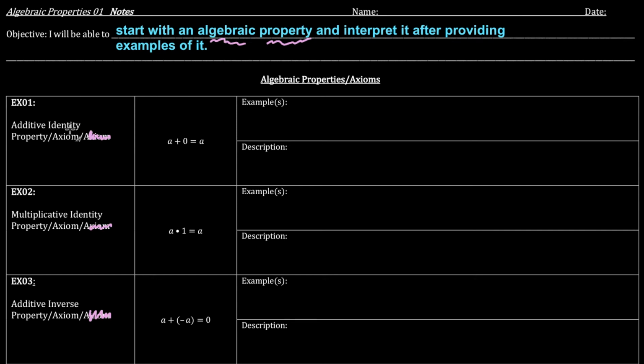This is called the additive identity property or axiom. It says that a plus 0 equals a. So, for example, 4 plus 0 equals 4. Half plus 0 equals half. Negative 3 plus 0 equals negative 3. So we look at this, we substitute in different numbers. First we substituted 4, then half, then negative 3.